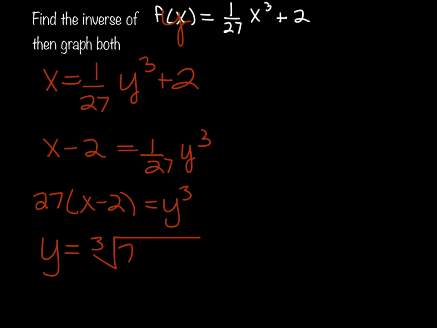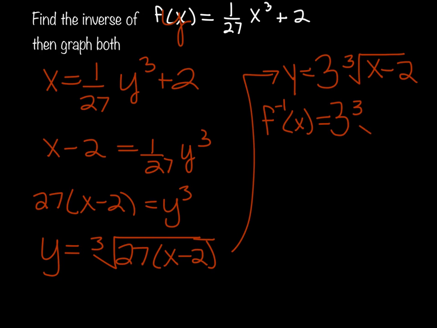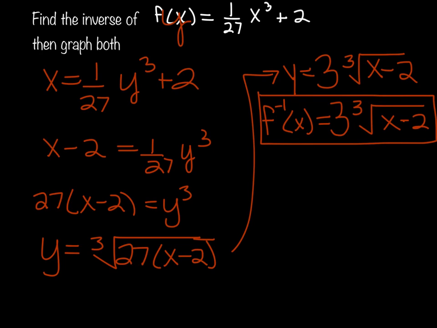And I didn't distribute the 27 because I knew I was going to be taking the cube root of it, and I know the cube root of 27, so I just went ahead and left it separate. So y equals, and then the cube root of 27 is 3, and then I still have the cube root of x minus 2. And since this is a function, I'm going to write f to the negative 1 power of x, because it's an inverse function, equals 3 cube roots of x minus 2. If it wasn't a function, you would just keep it y, or you can make it g of x, or whatever else you want.